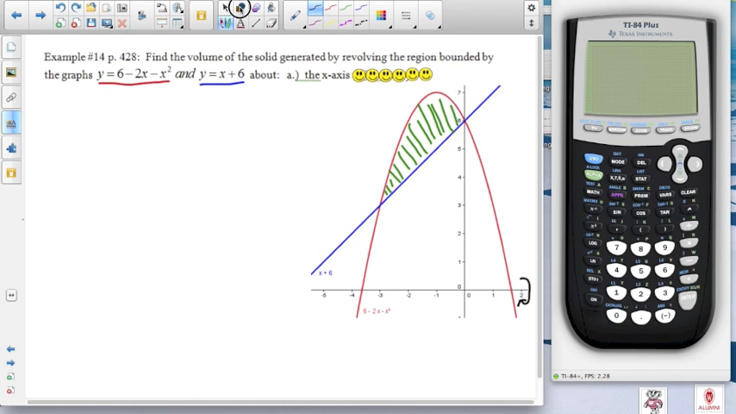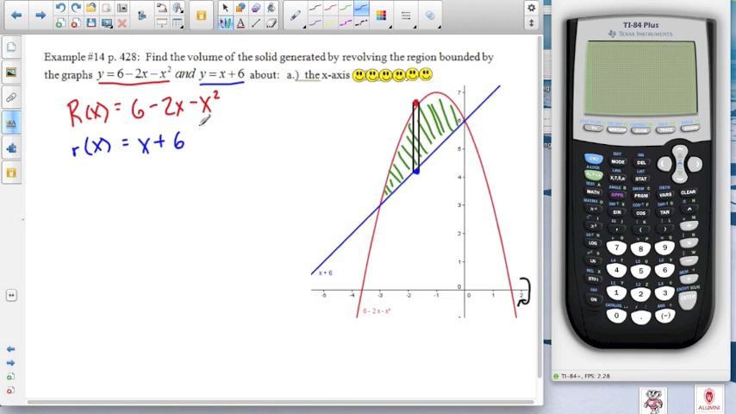So looking at that region and setting up our representative rectangle, we see that the upper portion of that rectangle is lying on that quadratic expression, and that is going to be our capital R of x. So that's going to be our 6 minus 2x minus x squared. And the lower portion of that rectangle is lying on the line, so that's going to be our lowercase r of x, and that's going to be our x plus 6.